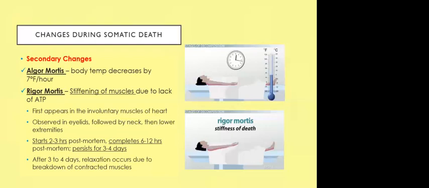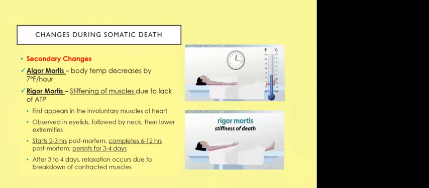And let's go back to the function of our ATP. Our ATP is responsible for driving calcium ions back to the sarcoplasmic reticulum of the muscles. So because there is no delivery of calcium ions, the muscle will tend to harden or become stiff.